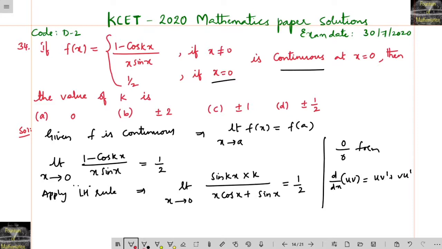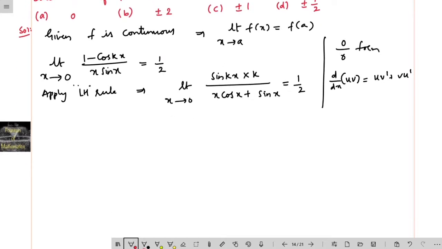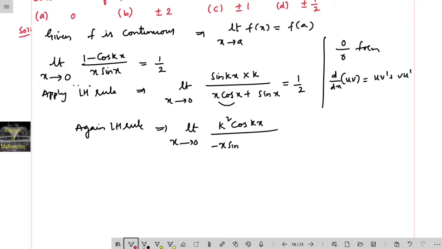And next step, now still I can find that when x tends to 0, sin 0, 0 by 0 you are getting. So again 0 by 0 form. So we apply LH rule again. So we can write limit x tends to 0, k is constant, d by dx of sin kx is cos kx into k, that is k square, divided by, again apply uv rule for this, x into cos x, that is d by dx of cos x is minus sin x, plus cos x into d by dx of x is 1, plus d by dx of sin x is cos x, is equal to 1 by 2.